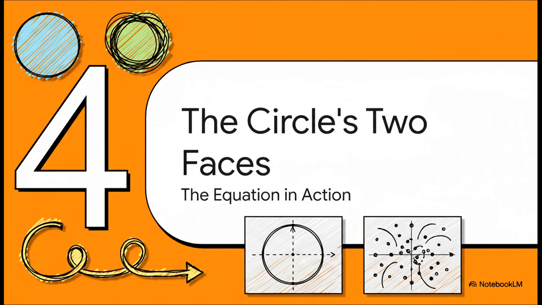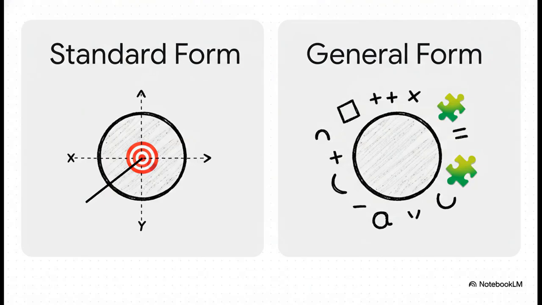Okay, that standard form is awesome. It's clean. But out in the wild, in your homework, on an exam, you'll often see the circle's equation wearing a disguise. You've got to be able to recognize both of its faces. So on the left, we've got that standard form we just figured out. Its superpower is that you can just look at it, and boom, you see the center, (h, k), and the radius r. Instant.